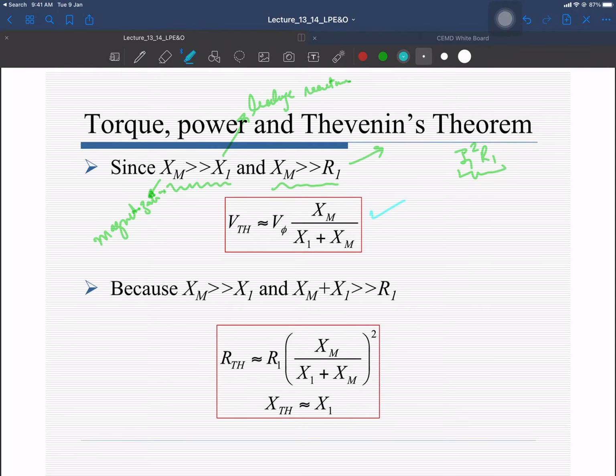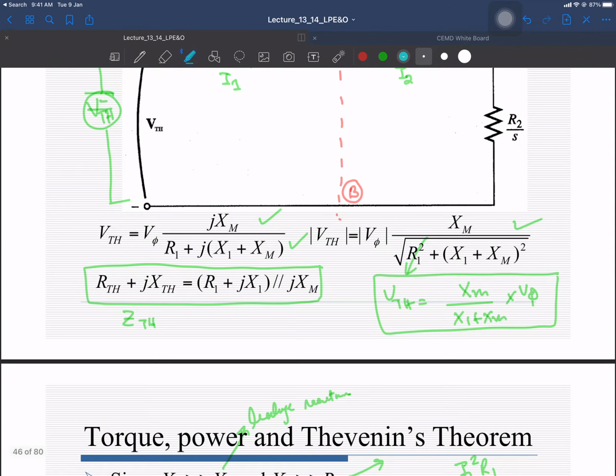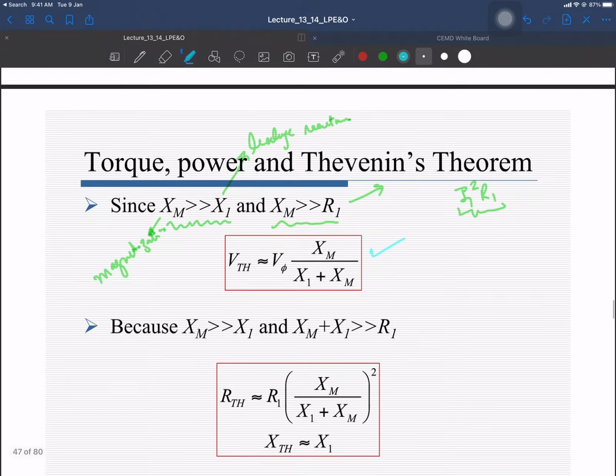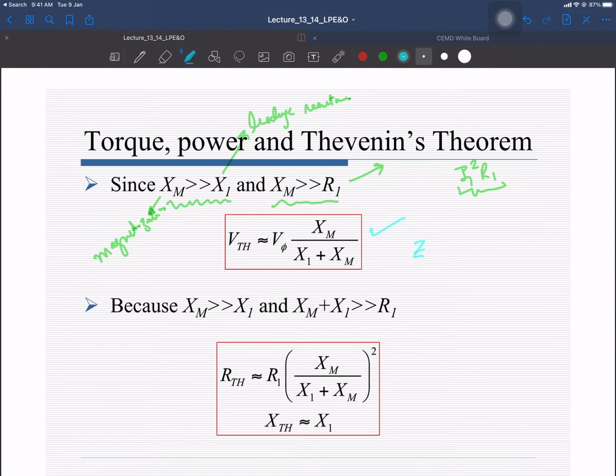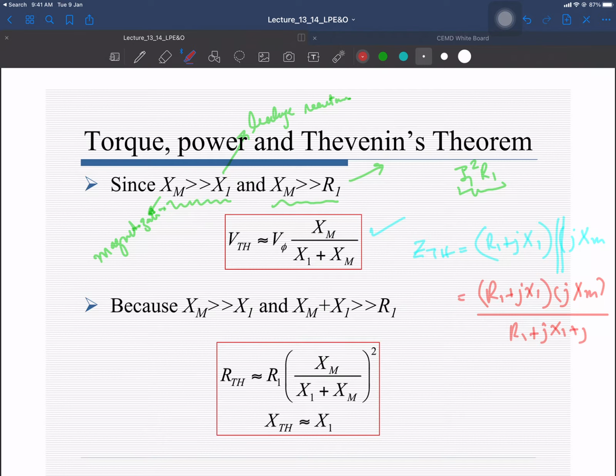And what about the second expression, R1 plus jX1, that is in parallel with jXm? That gives you the Z Thevenin. So Z Thevenin is equal to R1 plus jX1 in parallel combination with jXm. If you simplify this, you will get R1 plus jX1 multiplied with jXm, divided by R1 plus jX1 plus jXm.